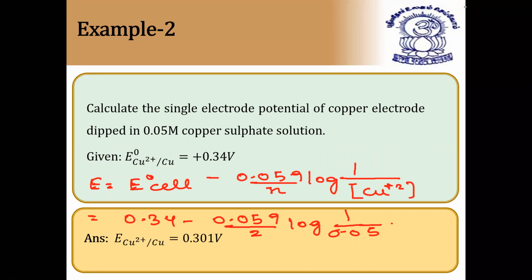This is only single electrode potential. For single electrode potential, you have to use this formula like this, because in single electrode potential you already get the metal. This is single electrode potential. I hope it is clear now. Next.